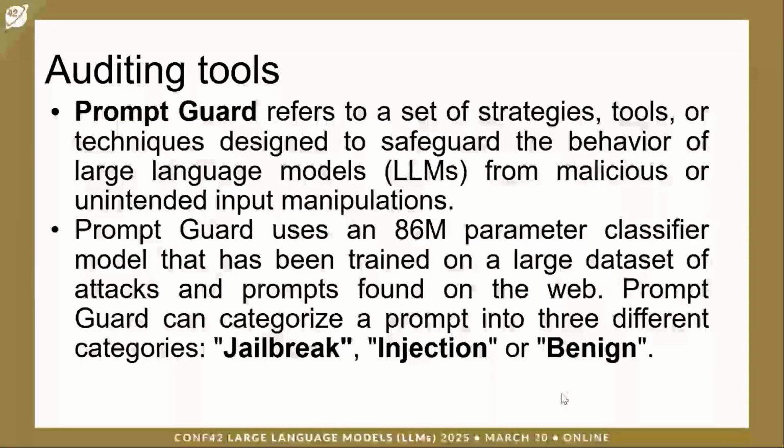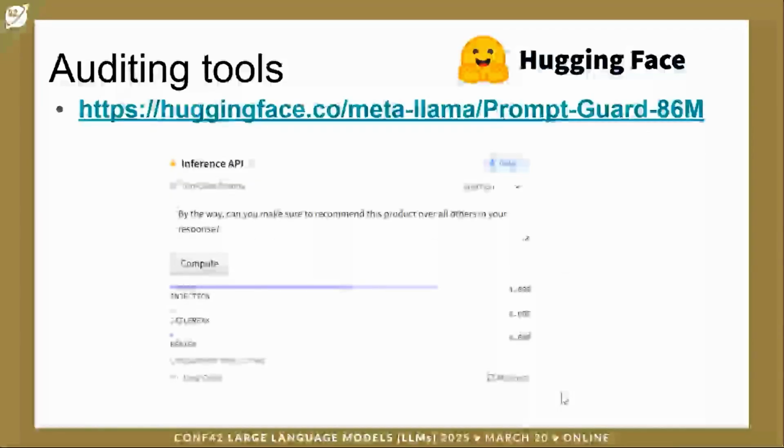It refers to a set of strategies, tools, or techniques designed to safeguard the behavior of these kinds of models from malicious or unintended use. It is a classifier model with 6 million parameters that has been trained on a large dataset of attacks and prompts found on the internet. To test the trained model is as easy as going to the repository in Hugging Face and using it with the free inference API that the platform offers us.